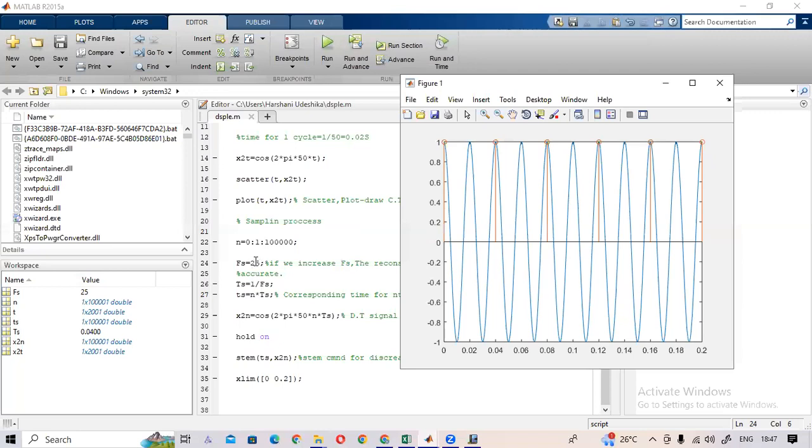So this is the sampling frequency. If you know the sampling frequency, you can calculate the sampling time. So sampling time is 0.04. The first sample you get here, then the next sample you get after 0.04 time.